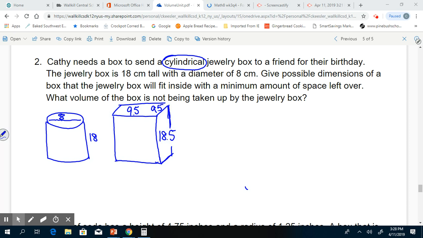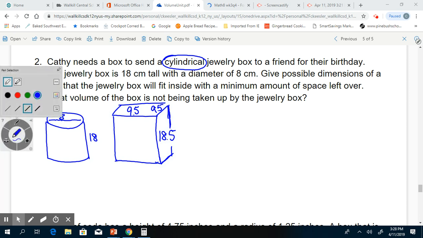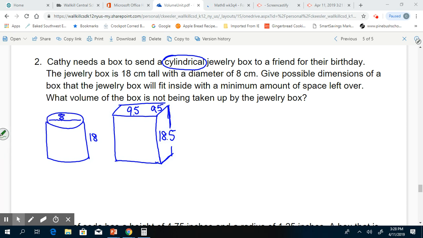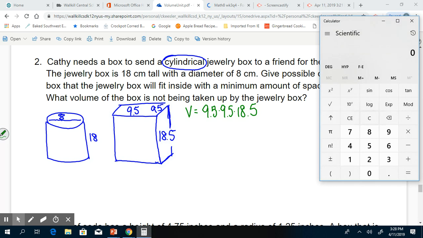Okay, so now we have to figure out both their volumes and figure out how much volume is not taken up by the cylinder. We haven't talked about volume of a rectangular prism, but hopefully you remember from years past that it is just length times width times height. So we could do volume equals 9.5 times 9.5 times 18.5 for the prism.